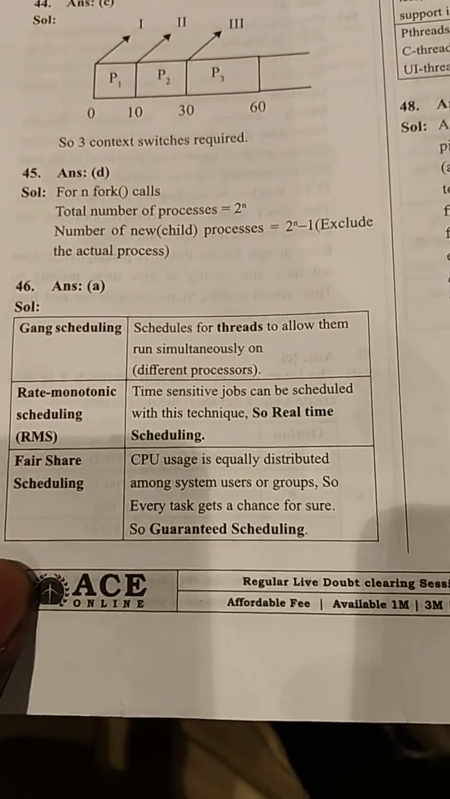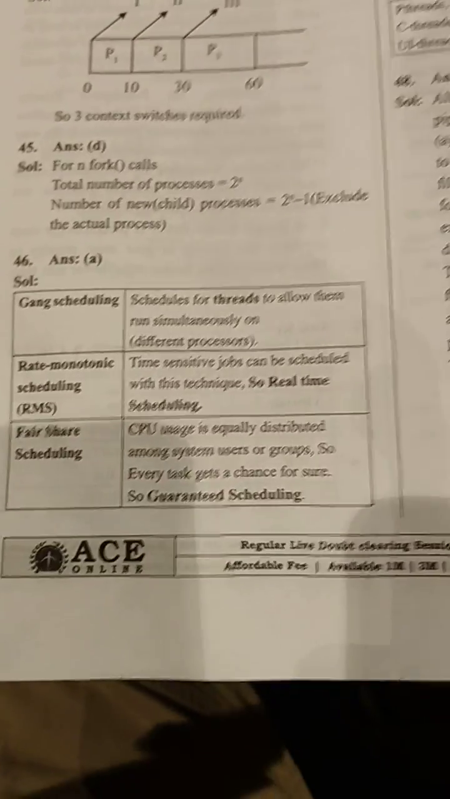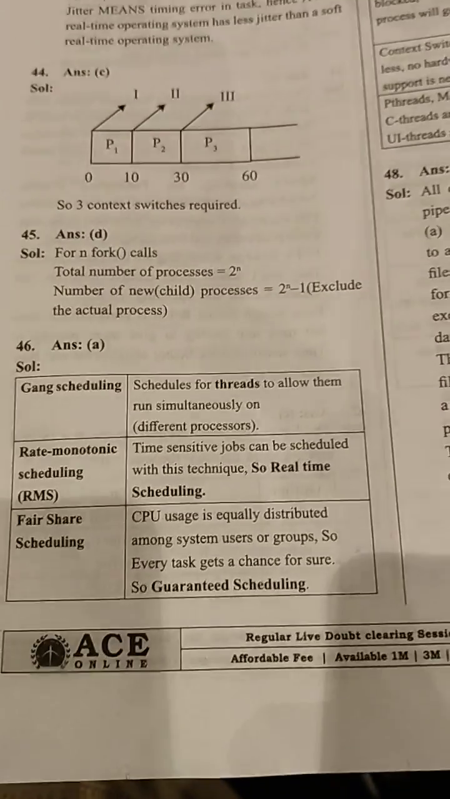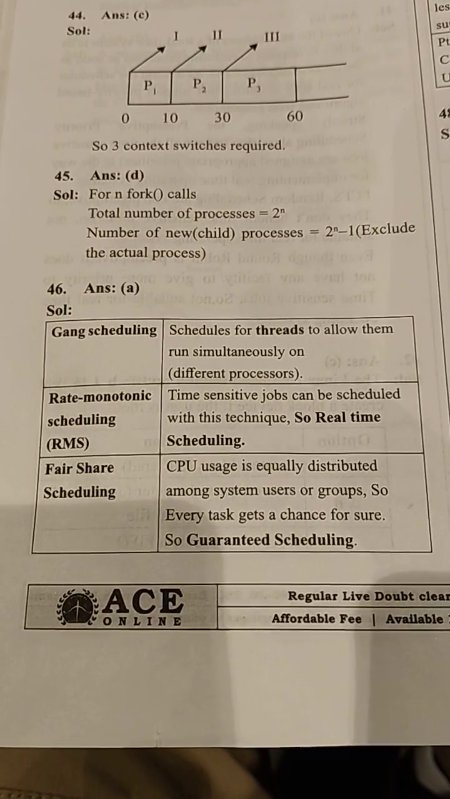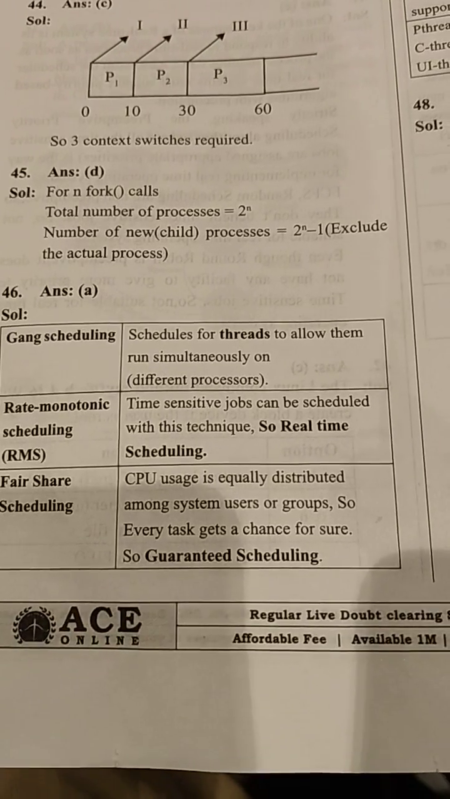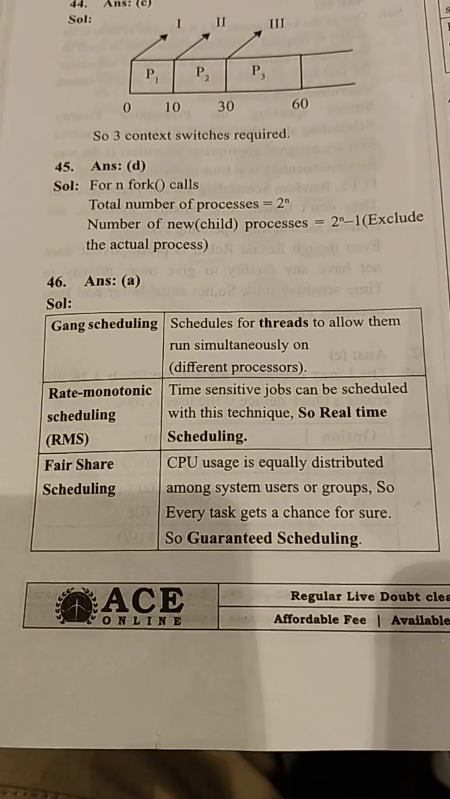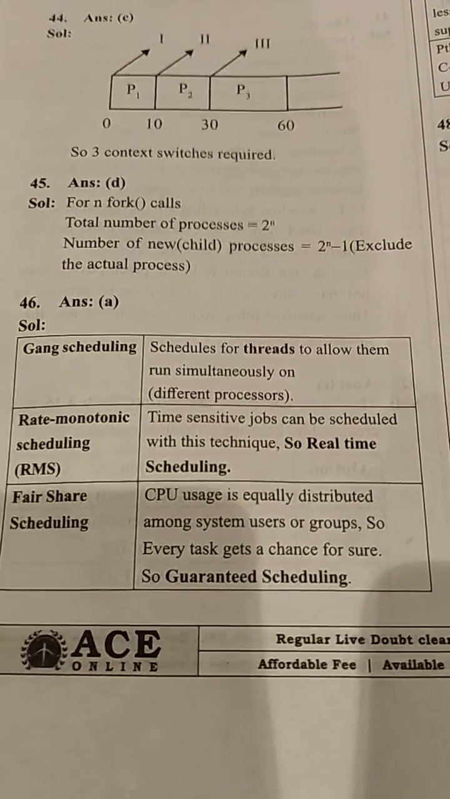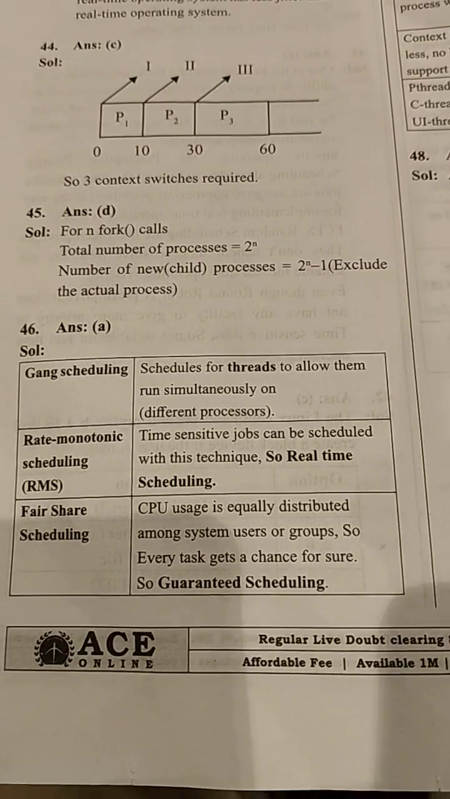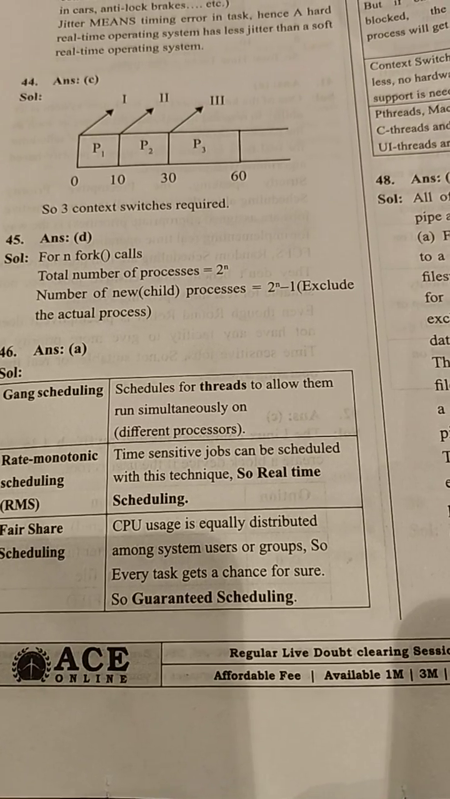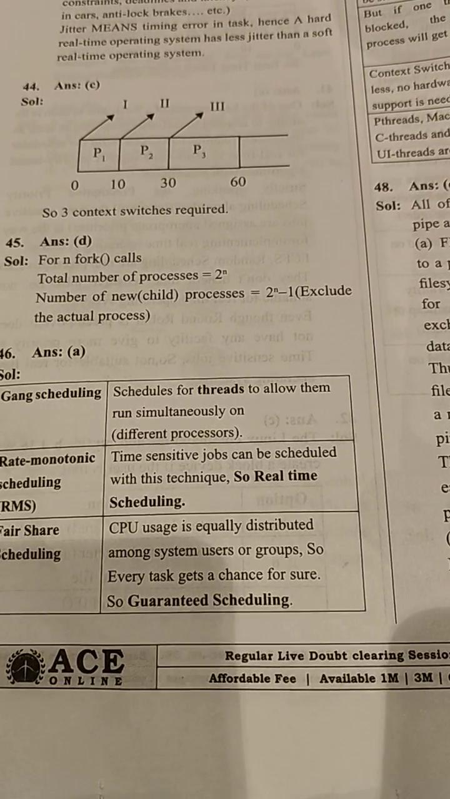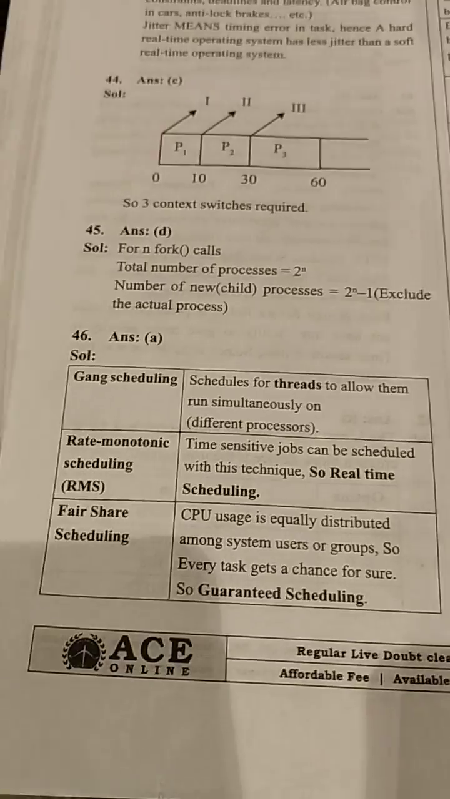46. Gang scheduling for threads allows them to run simultaneously on different processors. Rate monotonic scheduling, RMS, for time-sensitive jobs, can be scheduled with real-time scheduling techniques. Fair share scheduling: CPU usage is equally distributed among system users or groups, so every task gets a chance for sure. So, guaranteed scheduling.